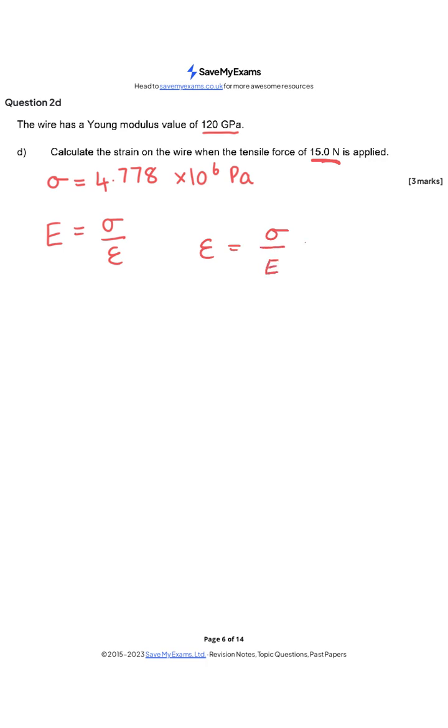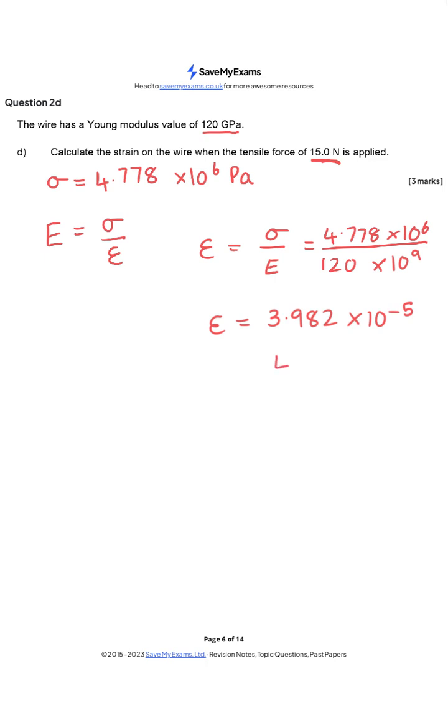So for our stress, we can use what we got from our last question. I've written it out before rounding, and we're going to divide it by our Young's modulus, which is 120 gigapascals, which means times 10 to the power of 9. So we type that into our calculator, and what you should get for your strain is 3.982 times 10 to the negative 5, and there's no unit for strain, but we will round that to 4.0 times 10 to the negative 5 to a convenient number of significant figures.